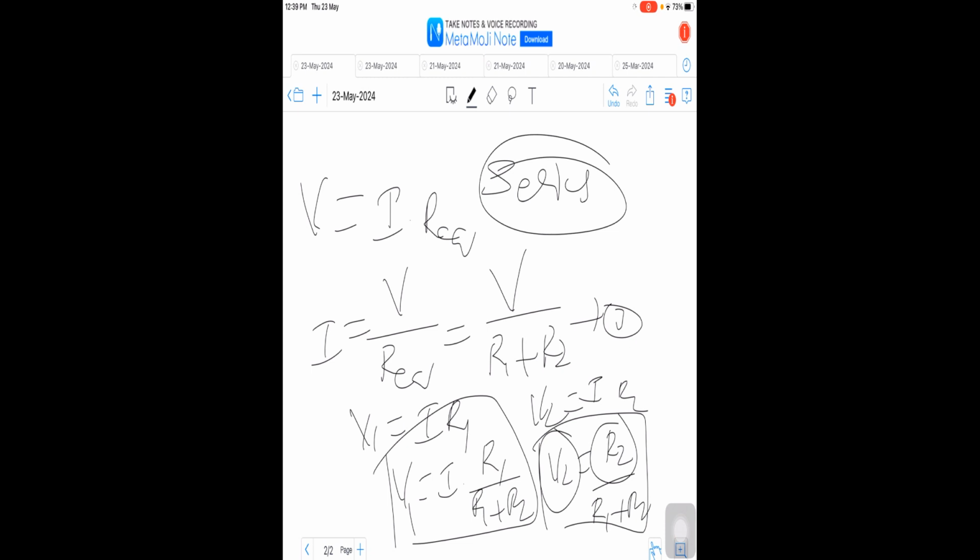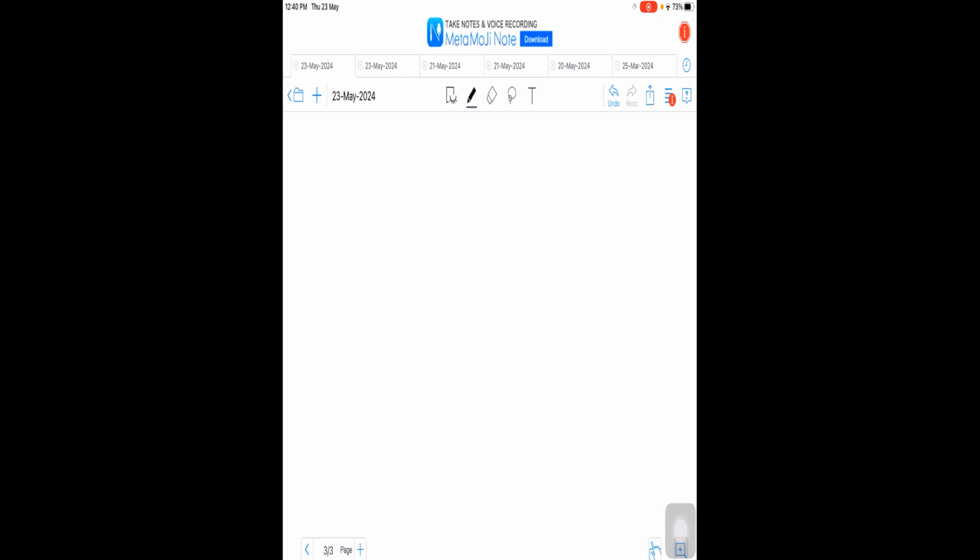So what does this voltage division law state? The voltage division rule states that the voltage drop across any resistor is equal to the total voltage into the resistance across which you want to find the voltage drop, divided by the total resistance. Similarly, now let us find the current division rule.